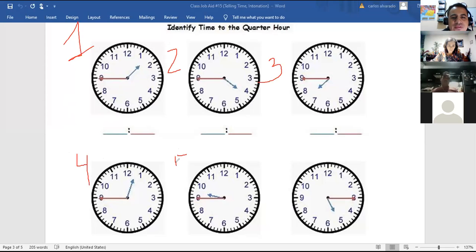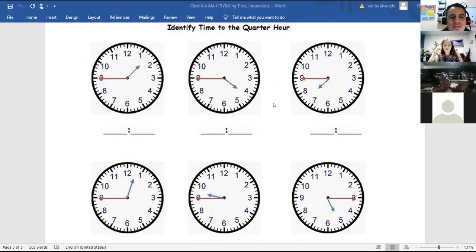It's a quarter to one. Number five. It's a quarter to ten. Number six. It is a quarter past five. Past, right? Aquí. Quarter past five.